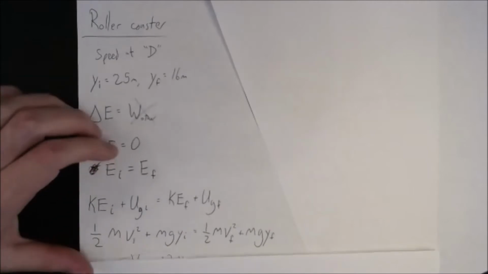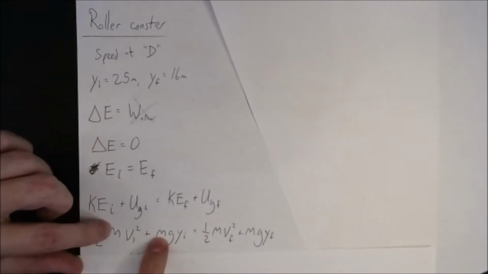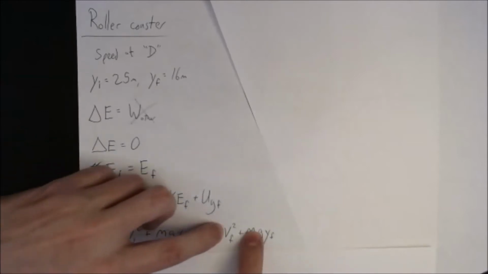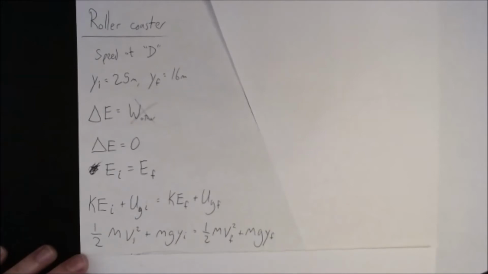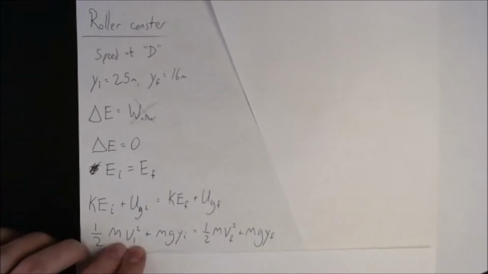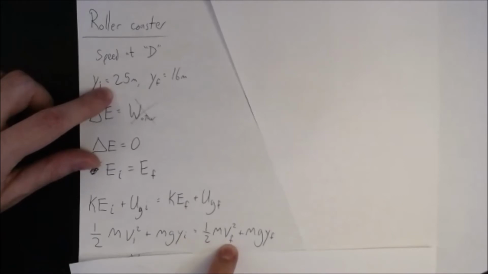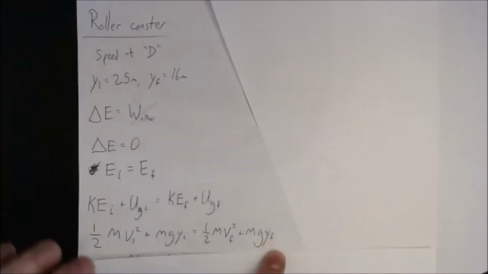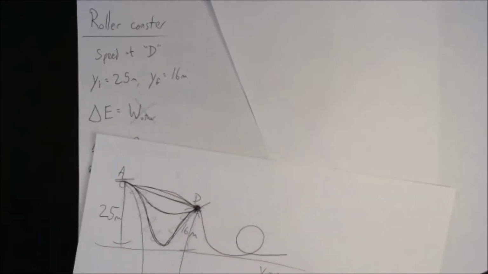Then I can look, I can factor out the m's everywhere. I can factor m out of this, I can factor m out of that, and I can divide both sides by m. Get rid of m so that the mass of the cart never mattered. And then plug in v initial. That was 2 meters per second, according to the problem. Y initial was 25. V final is what we're looking for. Y final was 16. Plug all that in, and I get 13.4 meters per second at point D, right there.